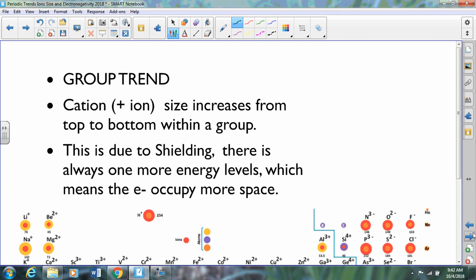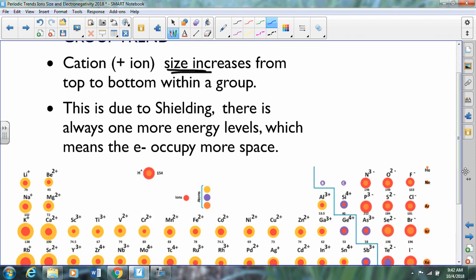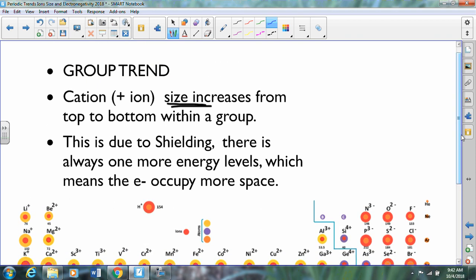When we start thinking about the size of cations, we're going to break it into two parts. This is the group trend. We're going to go from top to bottom within the group. Remember, any group trend is most likely due to shielding, and shielding means more energy levels, and therefore more space is occupied.